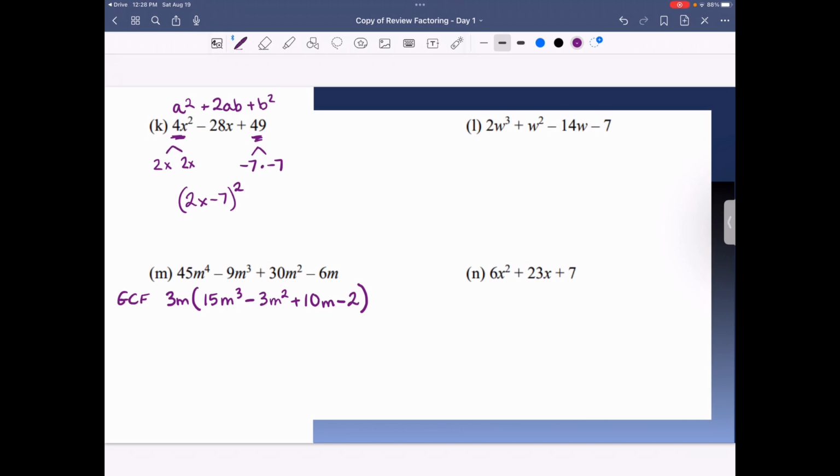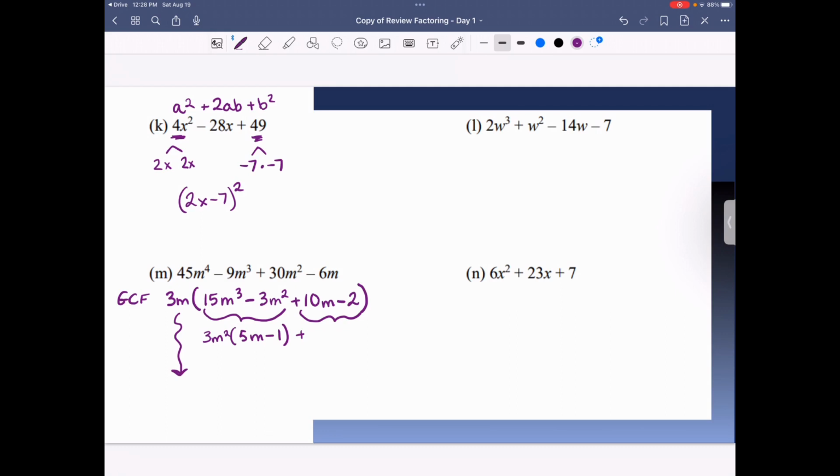Now I'm going to factor by grouping. And I like to show factor by grouping like this. So I'm going to group these two together, and I'm going to group these two together. And in the end, we have to remember to bring down our greatest common factor. So for the first grouping, I have a greatest common factor of 3m squared. When I divide each of those terms by 3m squared, I get 5m. 3 divided by 3 is 1. M squared divided by m squared is 1. I have to put the 1 because that's all we have.